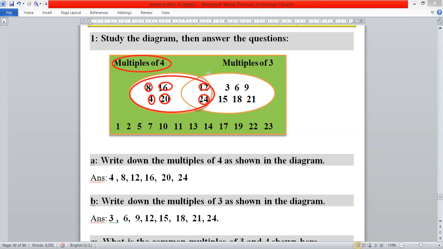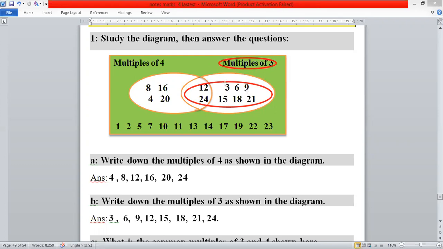Similarly, in this shape, multiples of 3 are given. 3 ones are 3, 3 twos are 6, 3 threes are 9, 3 fours are 12, 3 fives are 15, 3 sixes are 18, 3 sevens are 21, 3 eights are 24.